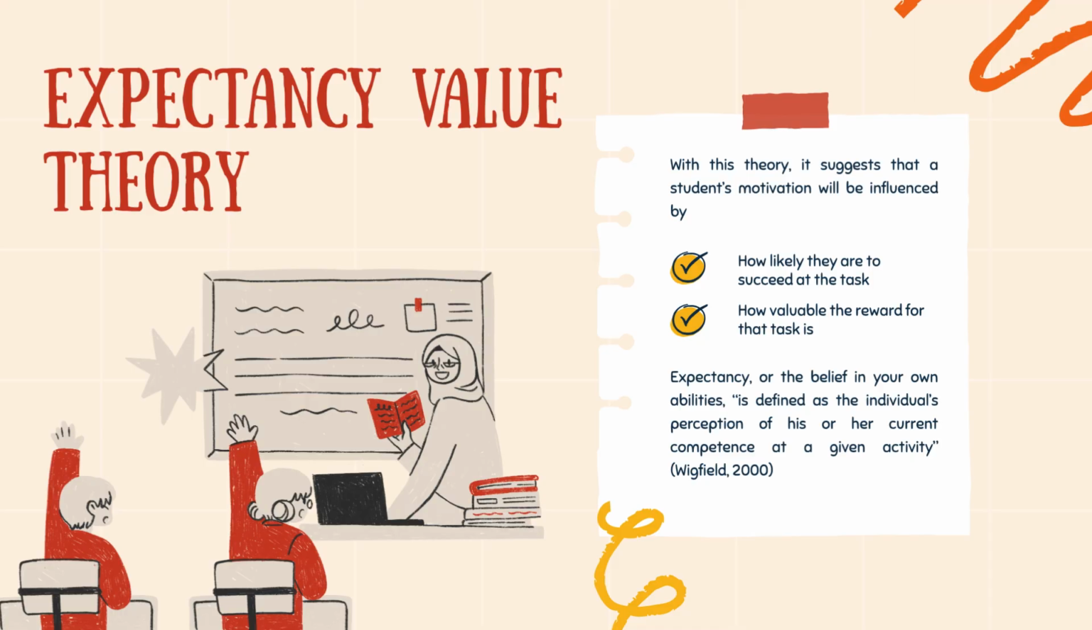So, the first strategy is rooted in the expectancy value theory, which was popularized by Jacqueline Eccles and Alan Wigfield in the 1980s. With this theory, it suggests that a student's motivation will be influenced by A, how likely they are to succeed at the task, and B, how valuable the reward for that task is.